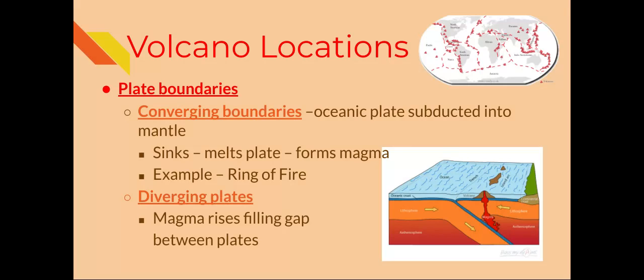The next one is diverging plates. This is where magma rises, filling the gaps between the plates. That's another way we have volcano locations. And the Ring of Fire is an example of converging boundaries.